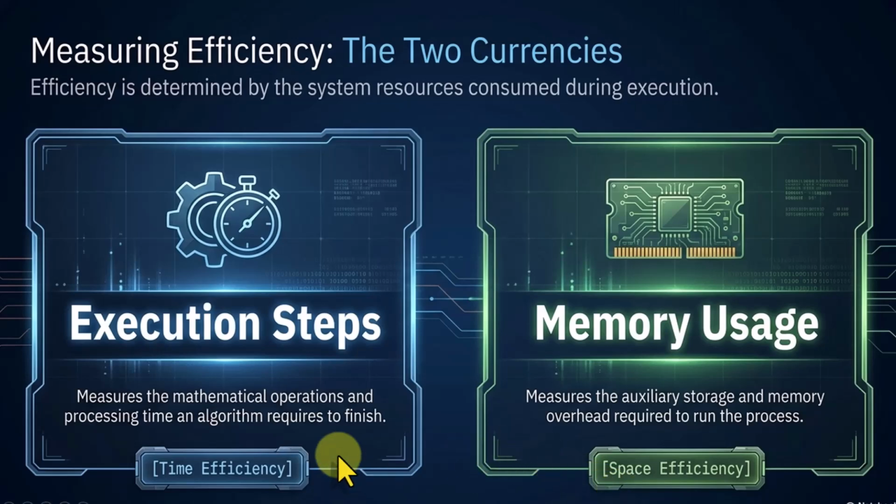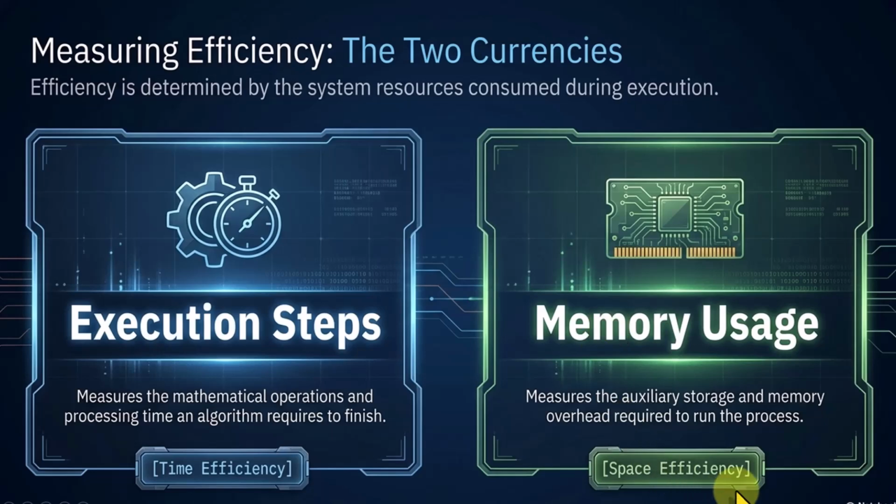Be careful with time efficiency. We do not mean how many seconds it takes to solve a problem, because that depends on many factors like hardware power or how busy the computer is, so seconds might change. We mean how many operations the algorithm performs to get to the result. So time efficiency measures the mathematical operations and processing time an algorithm requires to finish.